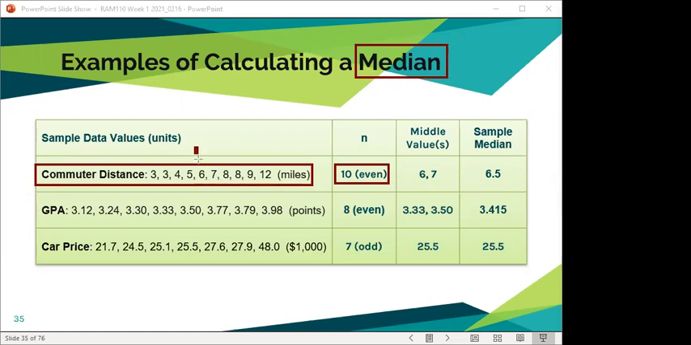So we're going to go into this data set and we're going to identify the 2 middle values. I put them over here, 6 and 7. And if we take the midpoint or the average of those two, it's 6.5. So 6 plus 7 divided by 2.